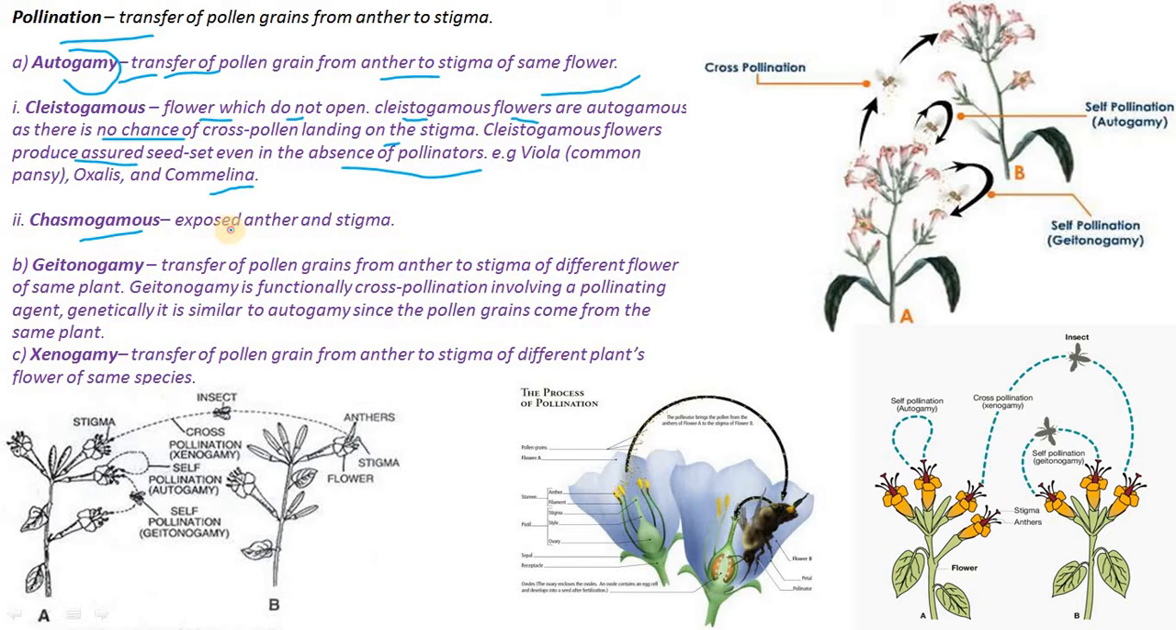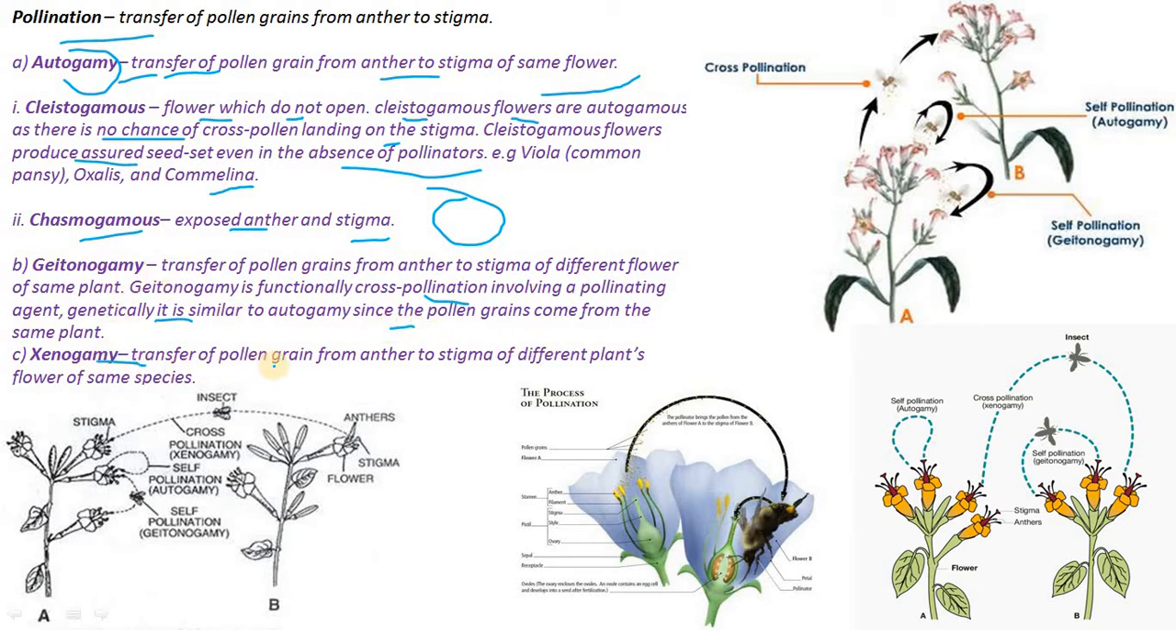The chasmogamous flowers have exposed anther and stigma. That means they are open. Second one is geitonogamy, the transfer of pollen grains from anther to stigma of a different flower of the same plant. Geitonogamy is functionally cross-pollination involving the pollinating agent. Genetically, it is similar to autogamy since the pollen grains come from the same plant.